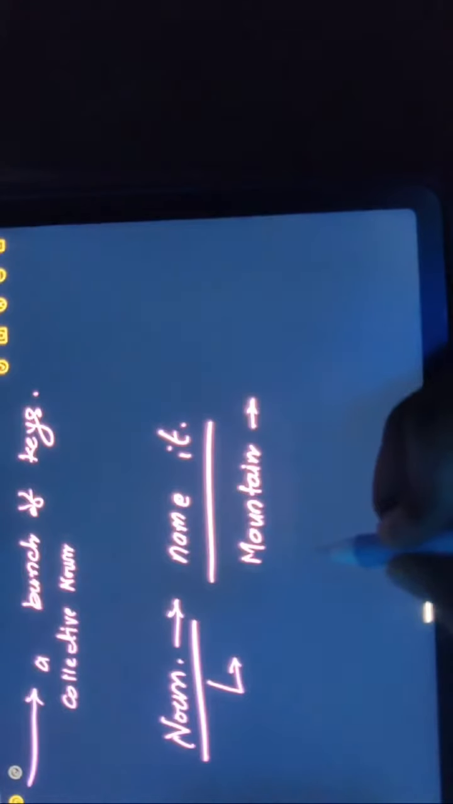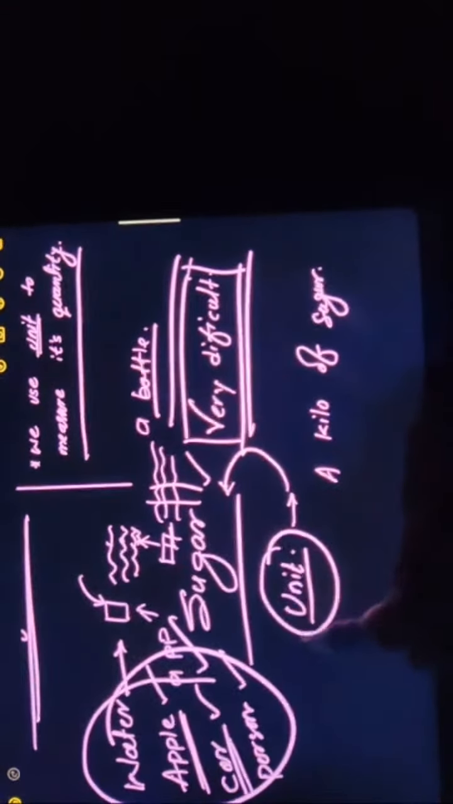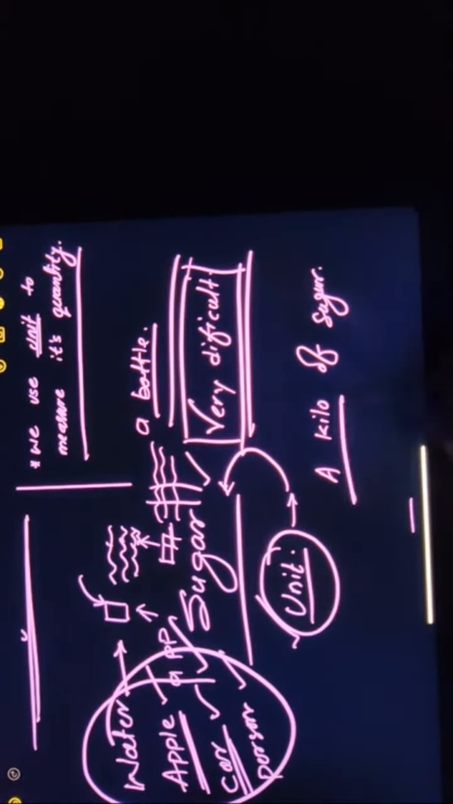Okay, I got one example, sugar. And sugar, I already gave as an example over here, that it's possible to count sugar, but it's very difficult to sell it by counting. And that's why we are using one particular unit, like a kilo of sugar, right?